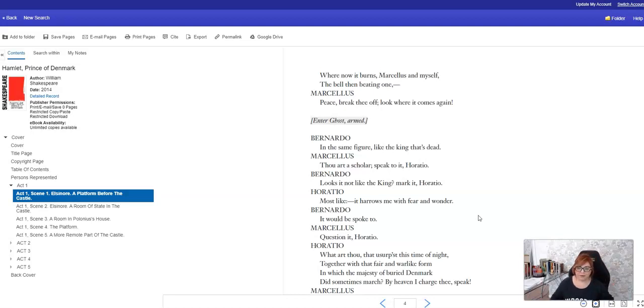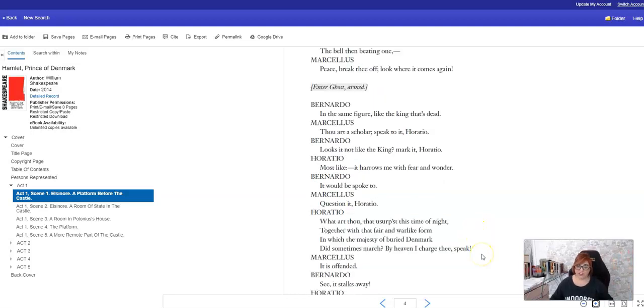Okay? So, Horatio, "Most like it harrows me with fear and wonder," and Bernardo goes, "It would be spoke to." And then Marcellus again pushing Horatio, question it, Horatio. And then Horatio looks upon the ghostly figure and says, "What art thou, that usurps this time of night, together with that fair and warlike form, in which the majesty of buried Denmark did sometimes march? By heaven I charge thee, speak!"